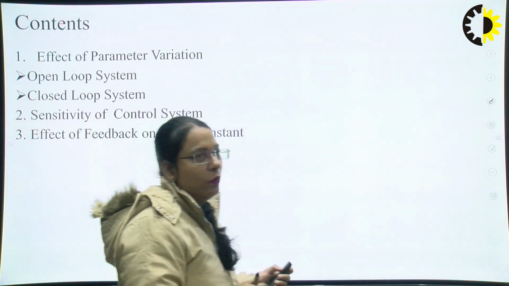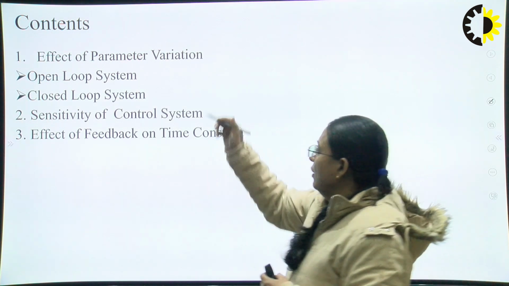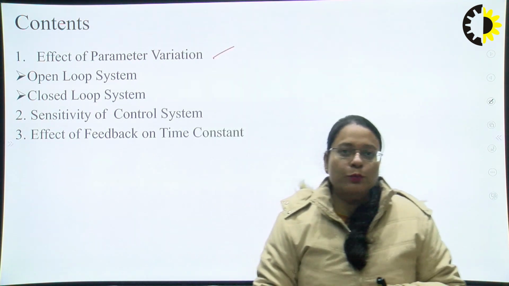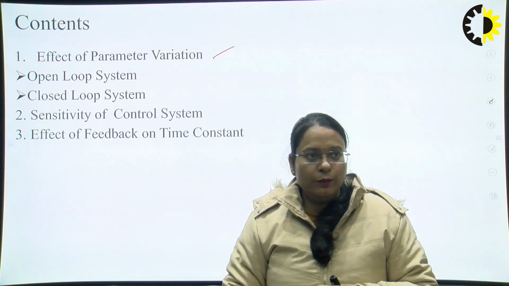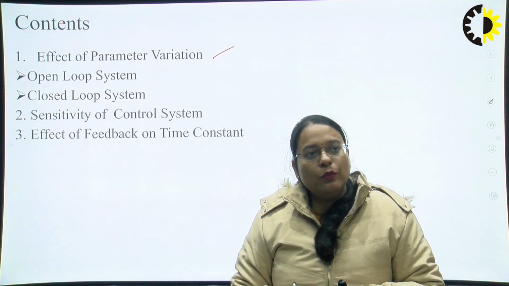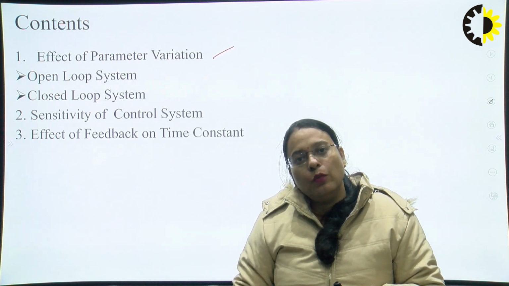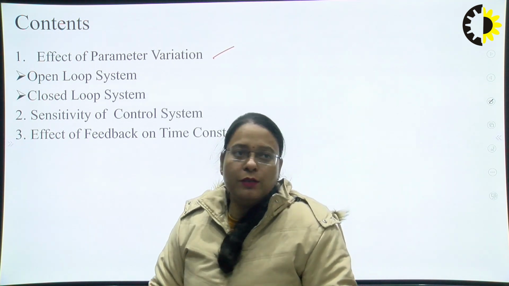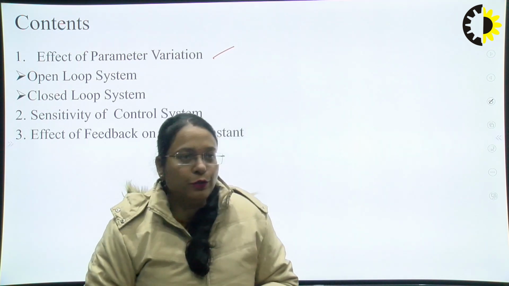The contents for today's lecture are: what will be the effect of parameter variation in the open loop system as well as in the closed loop system? Then, what is the effect on the sensitivity of a control system for both open loop and closed loop systems? And if time permits, I will discuss the effect of feedback on the time constant of the control system.